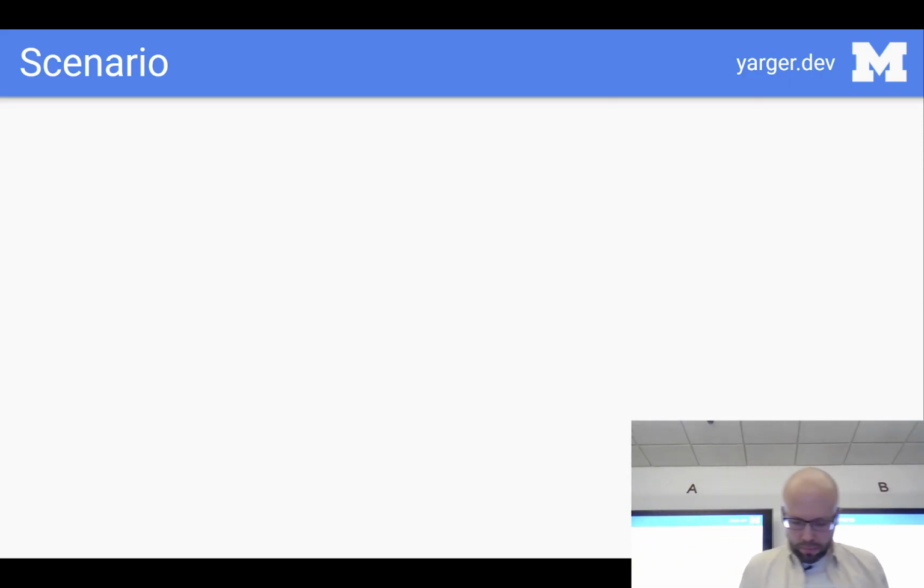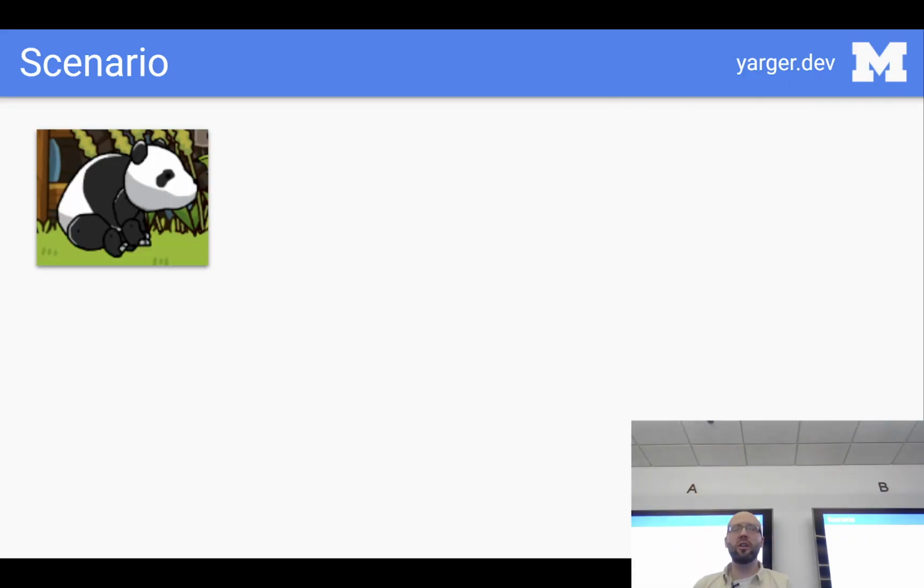Congratulations, you have become a new employee at our local game studio. And as one of your first jobs, you've been tasked with creating a character in Unity, okay? We're going to use inheritance to do this. Your first mission is to create a panda object, a panda game object, a panda prefab. So how are we going to do this?